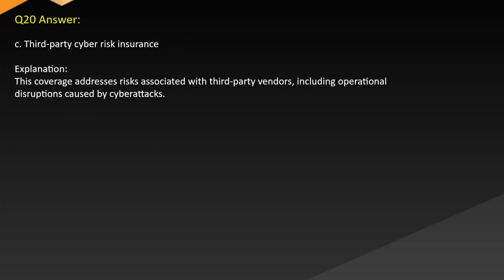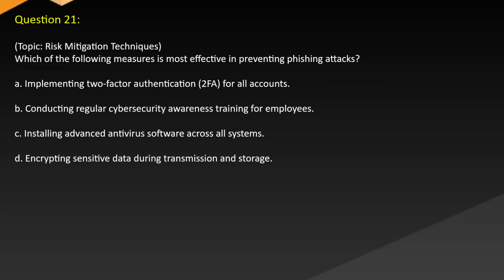Answer C. Third-party cyber risk insurance. Explanation: its coverage addresses risks associated with third-party vendors, including operational disruptions caused by cyber attacks. Question 21. Topic: risk mitigation techniques.